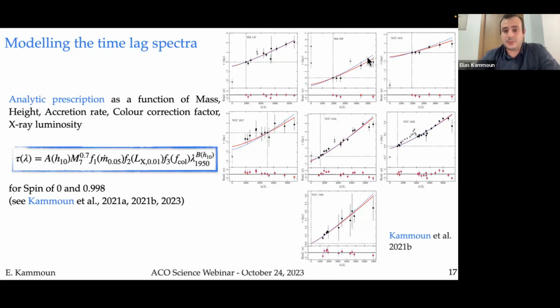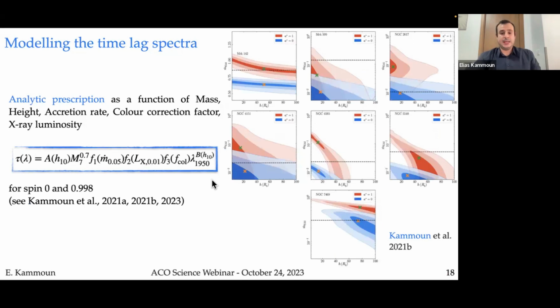And using this rather simple approximation, we could fit the time lags in practically almost all AGN. So here I'm showing 7 AGN, but it has been applied also to other sources. And we show that it does work perfectly. And from that, if let's say we know the mass, we can fix it. We know the X-ray luminosity from observations, we can fix that. And then we can fit for the other parameters if we fix also the color correction, for example. And from that, we can get constraints on the accretion rate and on the height of the corona.